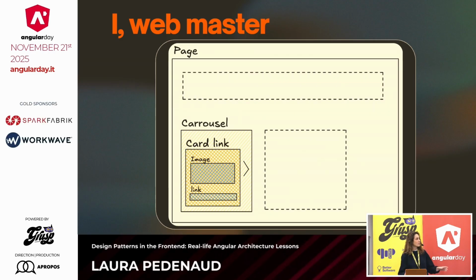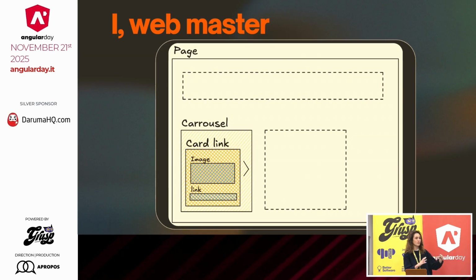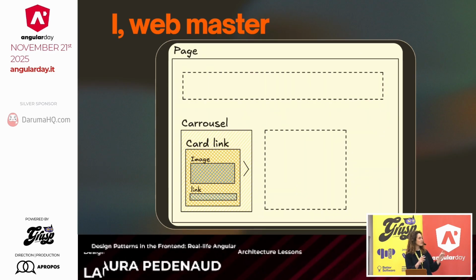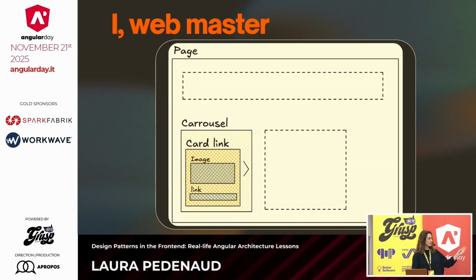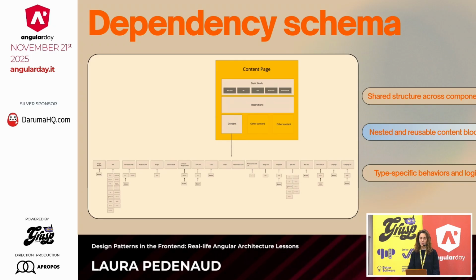So you have some components, for example, a content type called carousel, and inside the carousel you have another content type, a sub-component called the card link, then an image, a link, everything. So we have a lot of content types to migrate, and some of them are dependent on one another. So we designed, we drew a dependency schema. Here is the dependency schema.